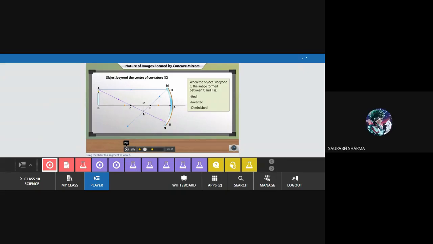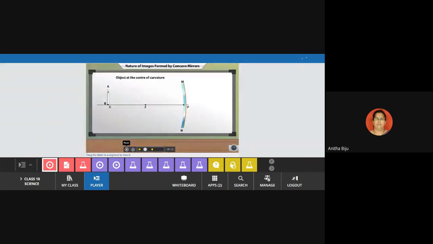Okay, so let us come to the next position of object. When an object is placed at the center of curvature, you can see that object AB is there at C only, the center of curvature.